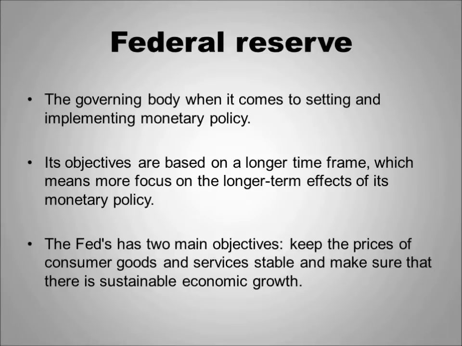And also, there are two main objectives of America's central bank: keep the prices of consumer goods and services stable and make sure that there is sustainable economic growth. So what the American government and also the Federal Reserve is aiming to do is keep the economy growing bigger and bigger and bigger.